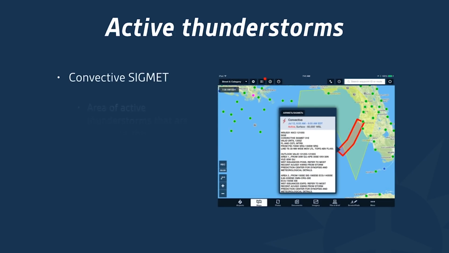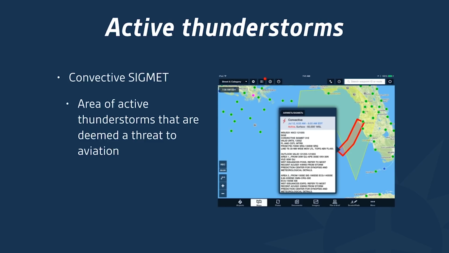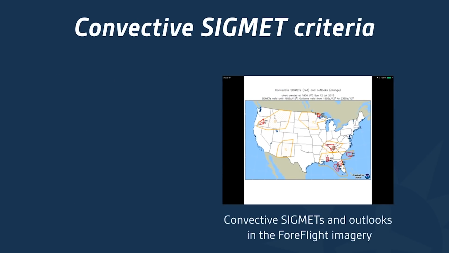So it's important to understand that convective SIGMETs are really active areas of thunderstorms. This is where the Aviation Weather Center issues these convective SIGMETs. They basically put a fence around those active area thunderstorms. So it really represents more of a nowcast rather than a forecast, showing you exactly where thunderstorms that are deemed to be a threat to aviation are located. Now, the convective SIGMETs are only valid for 2 hours, so again, it's more of a nowcast.